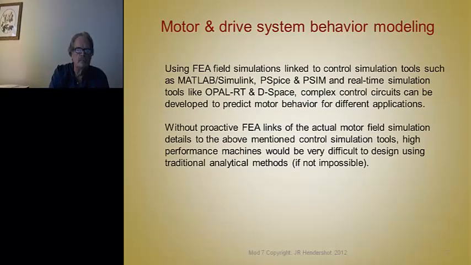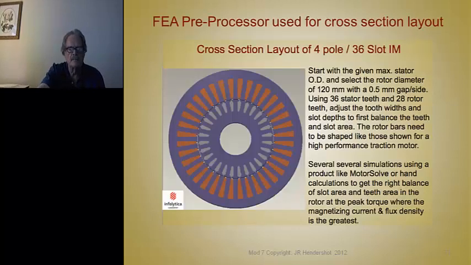Finally, the motor and drive behavior, the behavior of a system of a motor driven by an inverter and a controller. You can link FEA field simulations with other tools such as MATLAB Simulink, PSpice, and dSPACE, and OPAL-RT has products that add complex control circuits. But without proactive FEA links of actual motor field simulations to those above-mentioned control simulation tools, high performance motors seem to be very difficult to design today using traditional analytical methods, if not impossible.